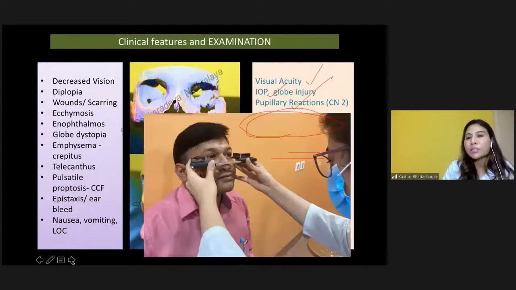And Hertel's exophthalmometry is very important, because we know that one of the indications for fracture repair is enophthalmos.